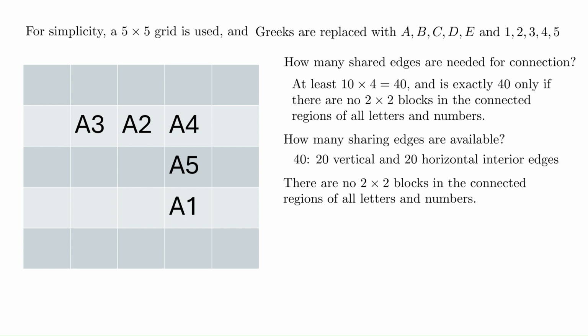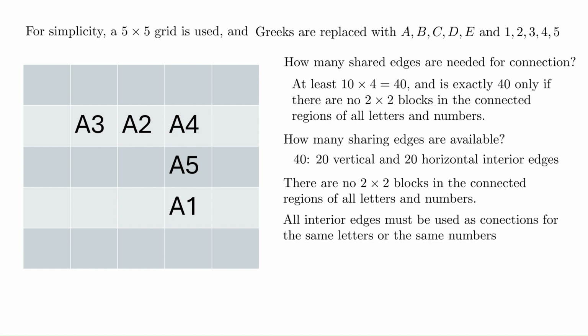Now look, we have only 40 edges for connecting the cells with the same letters or the same numbers, but we need at least 40 for such purpose. Then there are no extra resources for those 2 by 2 blocks. Moreover, all 40 interior edges have to be used to connect either the same letter or the same number, because we have only 40 such edges and we need all of them.